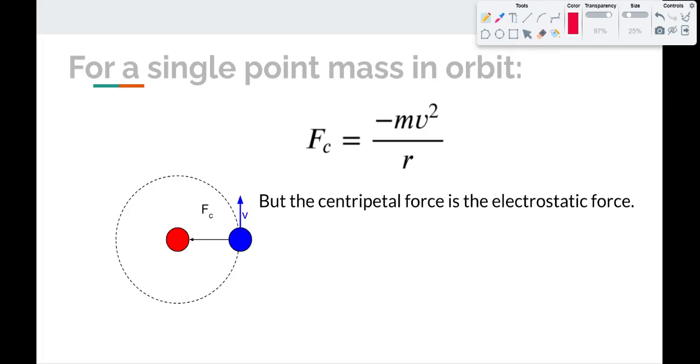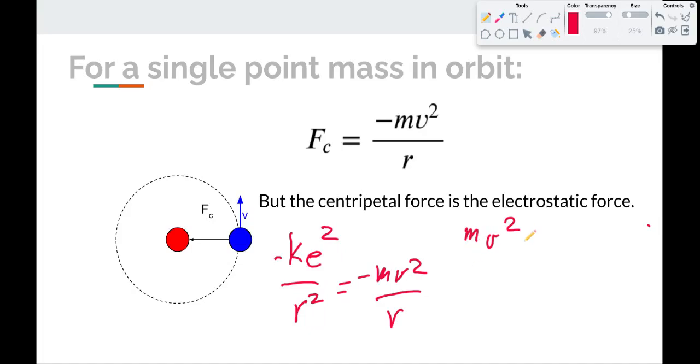It's the electrostatic force. And remember, the electrostatic force, well, that was negative K times e squared divided by r squared. That's just Coulomb's law applied to a single electron with a proton that is the nucleus. So that is equal to negative mv squared over r. So this becomes mv squared is just equal to ke squared over r.